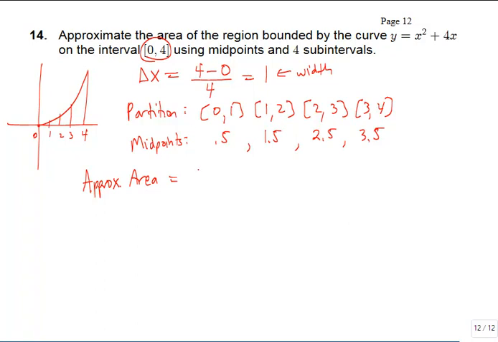So to get our approximation, this isn't the exact area, it's just an approximation because we're not doing a limit. To get the approximate area, we're going to take our function at a height of 0.5 times our width, which is 1. So this first rectangle is only going as high as that halfway point, and it would look something like that. And then the next one is only going to go as high as 1.5, and it would look like that. And then halfway, like that, and about halfway, like that.